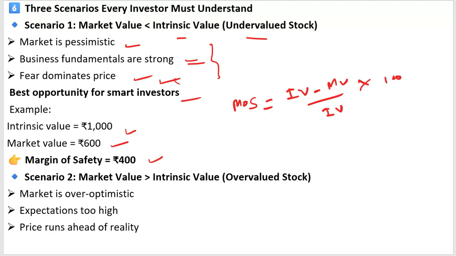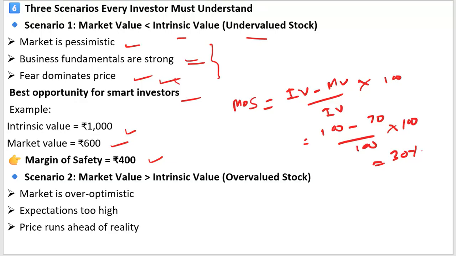That is MOS equals IV minus MV, divided by IV, into 100. Suppose a stock is worth rupees 100, that is its IV value, but trades at rupees 70, that is a 30% margin of safety. What is the purpose of margin of safety? It acts as a cushion to reduce the likelihood of financial loss. A higher percentage indicates lower risk. It means if this percentage is higher, there is low risk in purchasing this share.